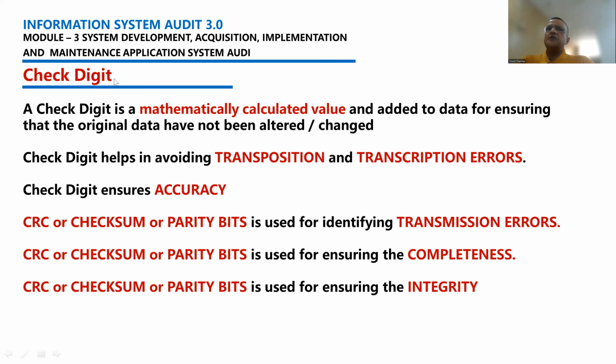So what happens, a check digit is a mathematically calculated value which is added to data for ensuring that the original data has not been altered or changed. A check digit helps in avoiding transposition and transcription errors.